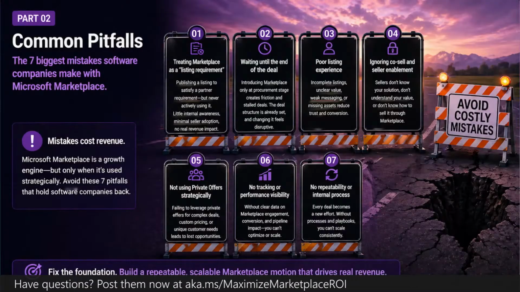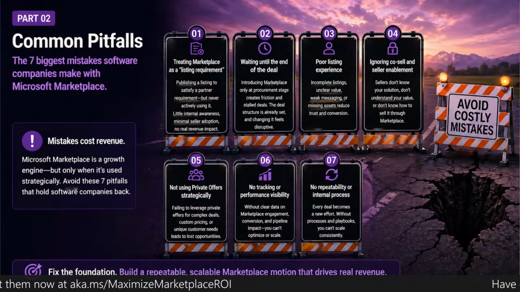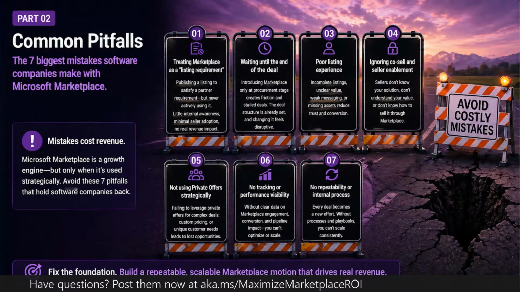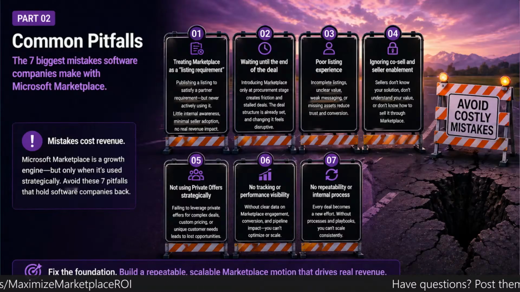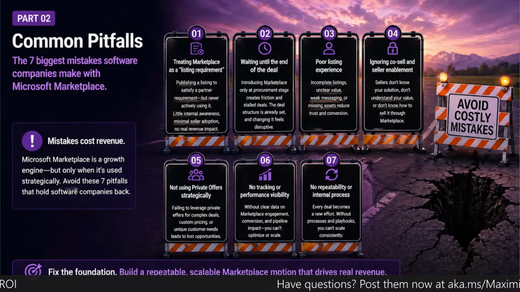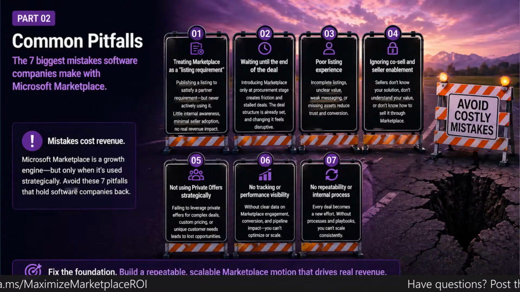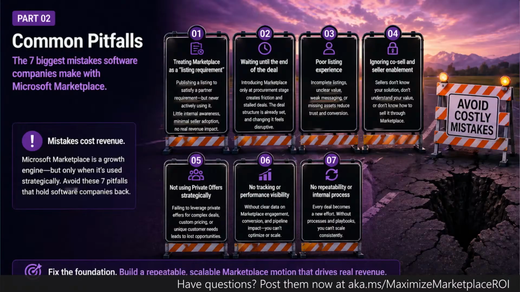So when you're treating a marketplace as just a listing requirement, co-sell is not really in your thought process. You're not using it as the procurement. You're not putting marketplace into the conversation. If you're waiting till the end of the deal, like we just talked about, you have to put marketplace out there from the very start. Then there's a poor listing experience, and what I mean by that is the listing is incomplete. It doesn't explain the true value of the product. The messaging is not there. You're missing assets that reduce trust and conversion.